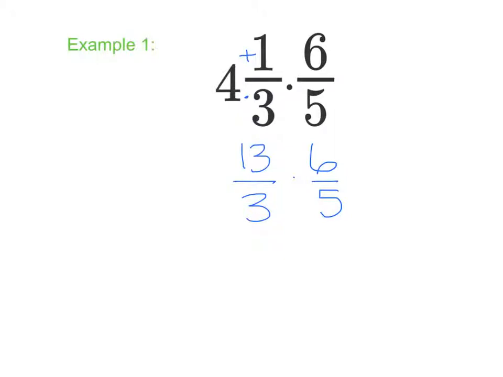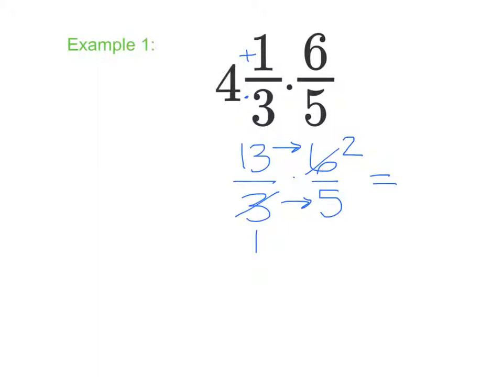And now we're ready to multiply. When we multiply fractions, we do top times top and bottom times bottom. But before we do that, we always look to see if there's anything that might cancel. We can cancel top to bottom or diagonally, but we cannot cancel side to side. Do you see anything that cancels? Hopefully you saw 3 and 6. 3 will go into 3 one time, 3 will go into 6 two times. Now we're ready to multiply.